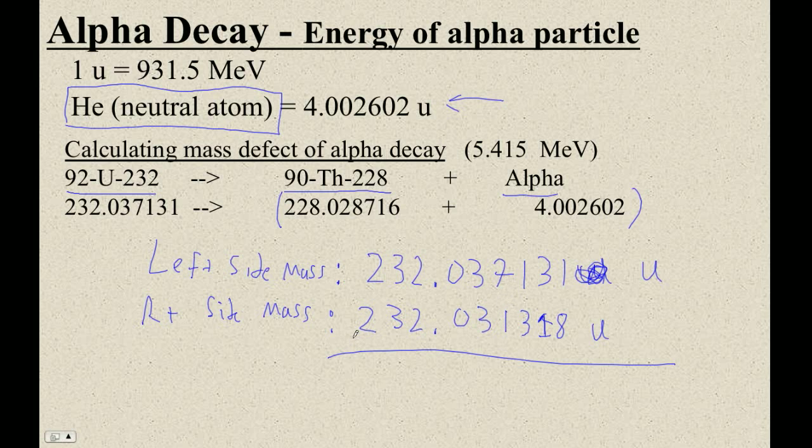So where did that mass go? Well, I thought mass was conserved. Well, no, mass and energy are conserved. The difference turned into energy. So here's the difference. I'm going to subtract 232.037131 minus 232.031318, so subtract those two. And I get the mass defect, and this is what it's called, 0.005813. Okay, this is called the mass defect.